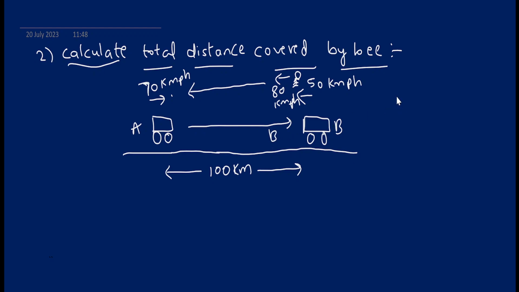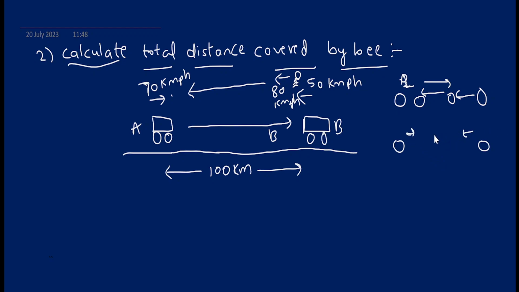So basically, say at instance 1, if train A is here and train B is here, from here the bee will try to go somewhere here. By this time train B will come here. So after reaching here only, the bee will return on its journey to meet train A, but by the time the bee is traveling this whole distance, train A will come here. So in this way, the two trains will move towards each other.